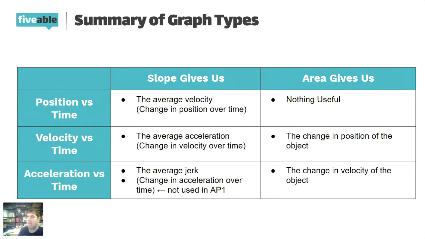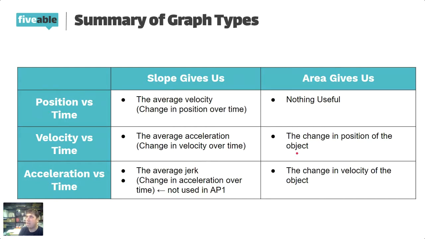For a velocity time graph, this is the big one for today. The slope of a velocity time graph tells us acceleration. The area tells us the position. And if we had an acceleration graph, which we're not covering in this talk, but just to include it in the table, the acceleration versus time graph gives us the change in acceleration over time. The term for this is jerk. It's used in engineering, or if you take AP C in the future, that's where that would come in. Not used in AP 1, but extra information.